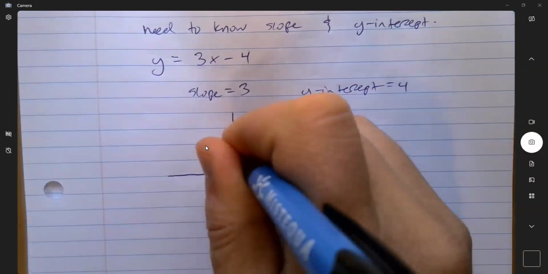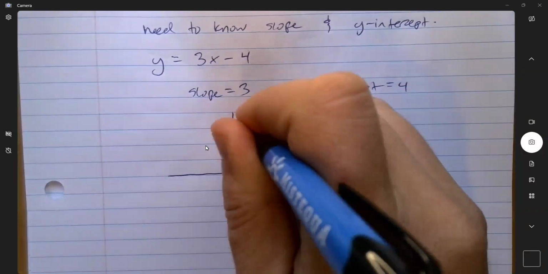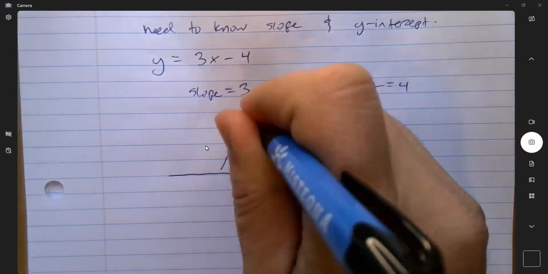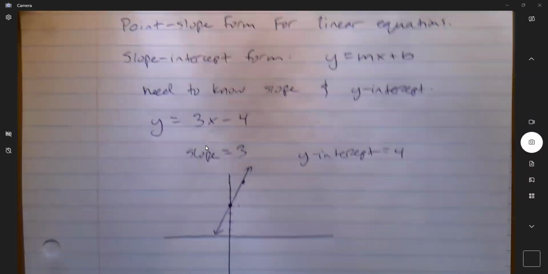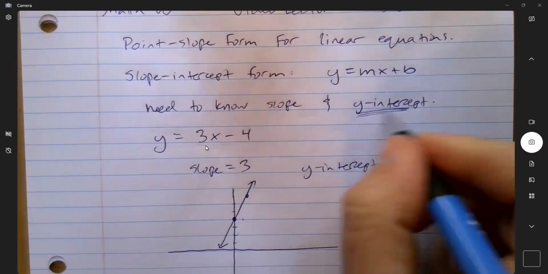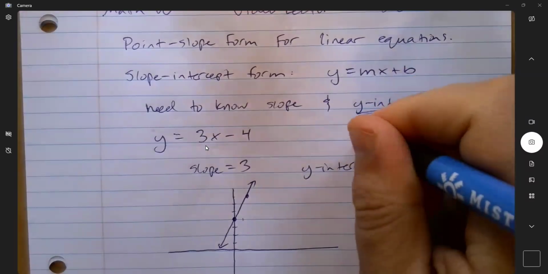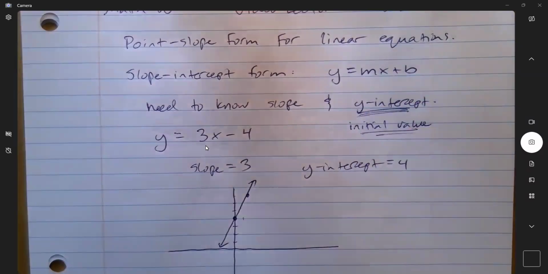One, two, three, 4, and then every time you increase x by 1, you go up by 3, and every time x goes back, you go down, so you get something like this. Slope-intercept form is the way to go. If you can use it, you should use it. The issue is you can only use it if you know the y-intercept. And sometimes the y-intercept is the initial value, and sometimes you don't know the initial value, so you don't know the y-intercept.